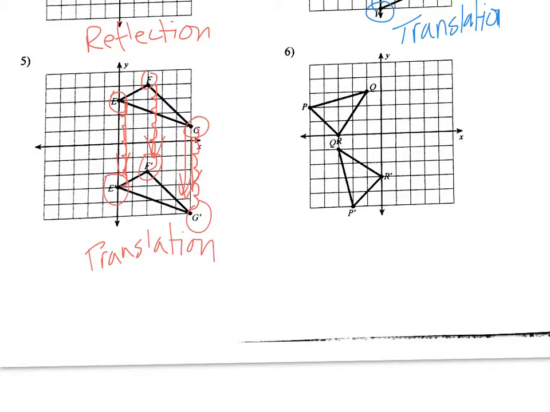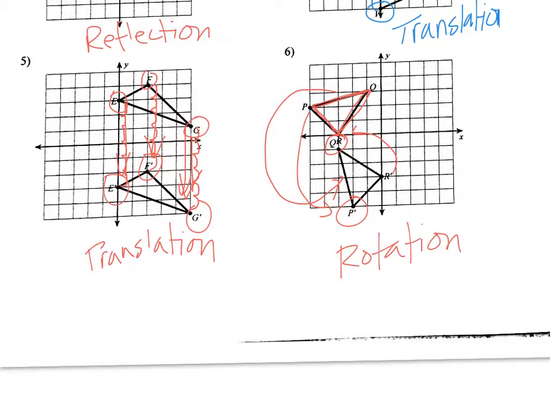Okay, what about this next one? P, Q, R, P, Q, R. Well, if you look, this one has been turned. Q prime is now up here, P is now down here at the bottom, and then R is now up here at the top. So that one is turned, which is a rotation.